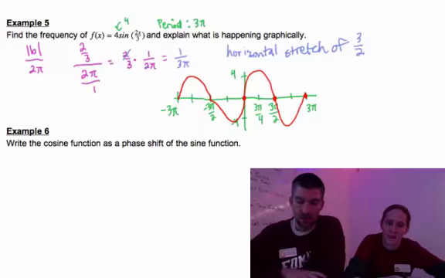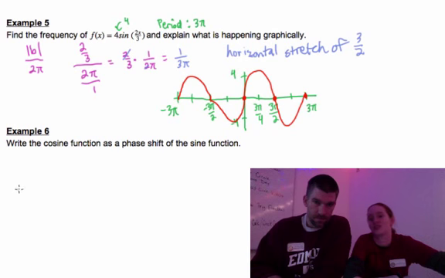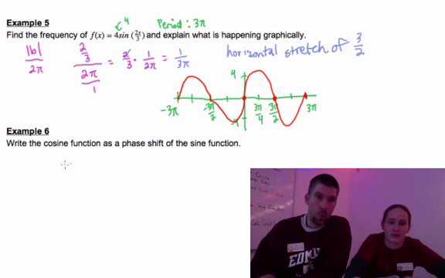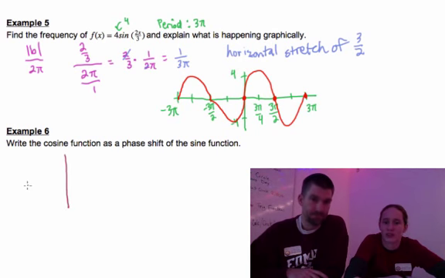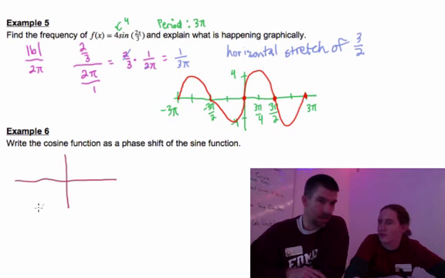Yeah, let's rock it. The cosine function as a phase shift of the sine function. Ooh, a phase shift, like Star Trek. Phase shift is a fancy word for a horizontal shift. I like Star Trek better. Okay, well, it has nothing to do with Star Trek. But it sounds cool.